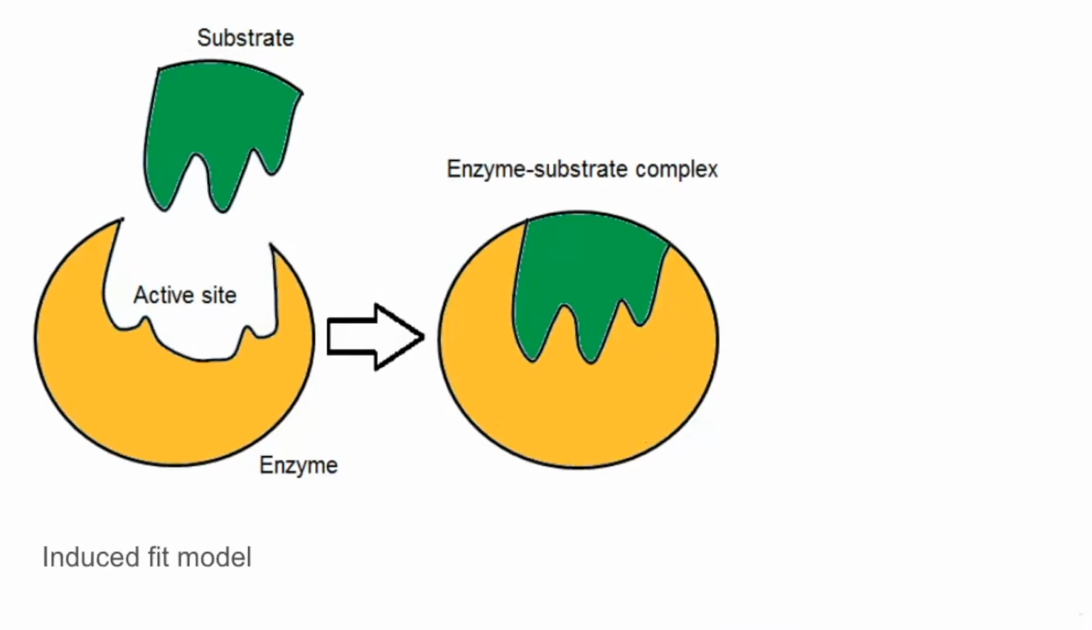The second model is the induced fit model. This model elaborates on the lock and key model, and it states that an enzyme's active site is not perfectly fitted for the substrate. However, the active site changes to accommodate the substrate to bind more effectively.